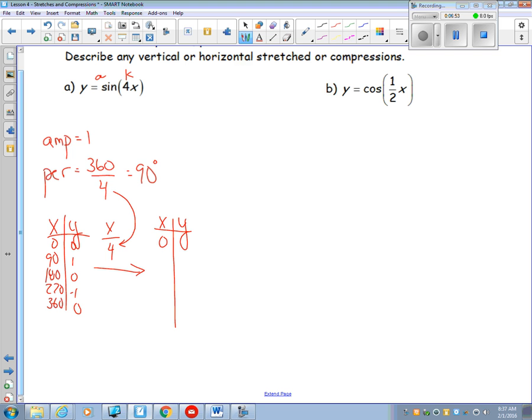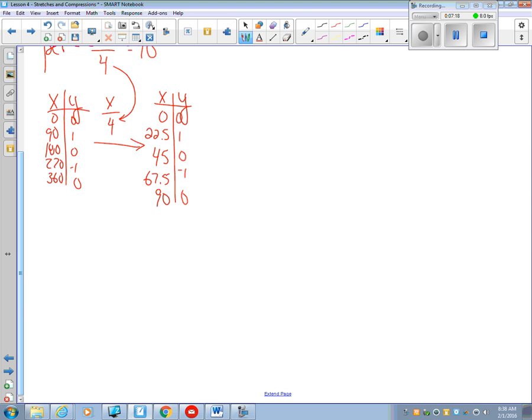So my new x's are now going to be 0 divided by 4, still 0. 90 divided by 4, that's 22.5. 180 divided by 4 would be 45. Then 67.5. Then 90. And if you stop and think about your period, starts at 0, ends at 90, matches what our period says it should be. Our y's have not changed, didn't do anything to those at all. They stayed the same. How would I describe this? I would say this is a horizontal compression by 4. And we're done.